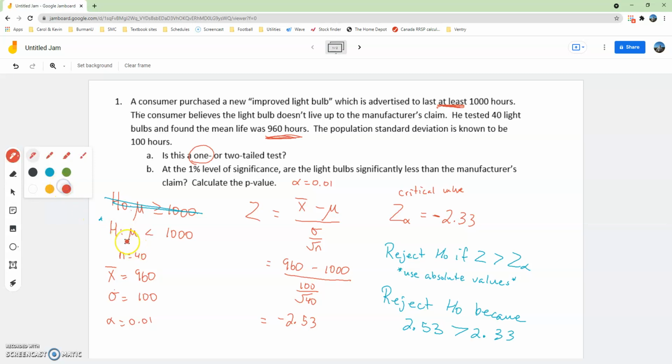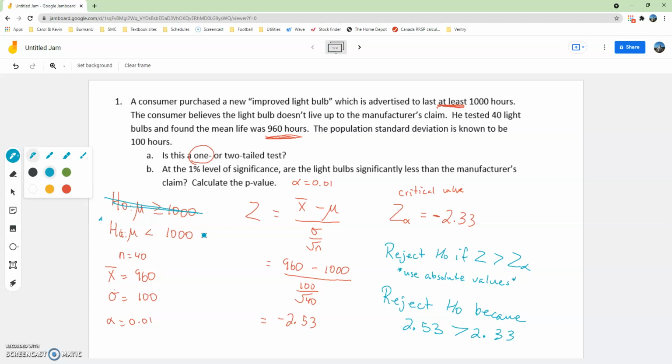Oops, got to write an A in there. The alternative hypothesis. Which basically means that we have enough evidence to tell a company that, hey, your claim is not true. Your batteries are not lasting at least 1,000 hours. We don't know how long they're lasting, but they're definitely not lasting 1,000 hours.